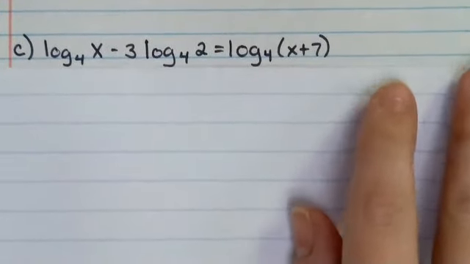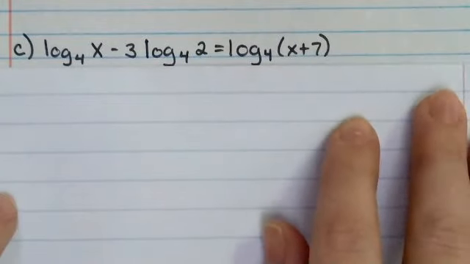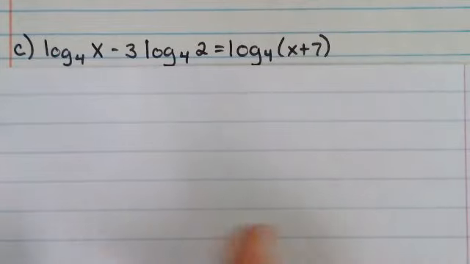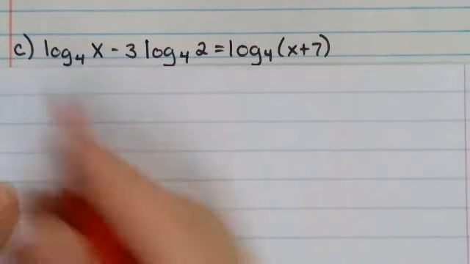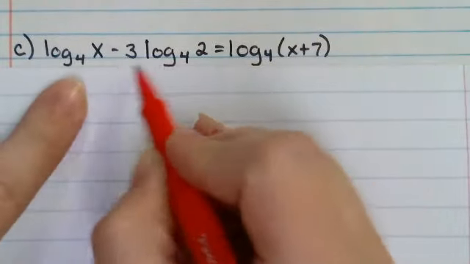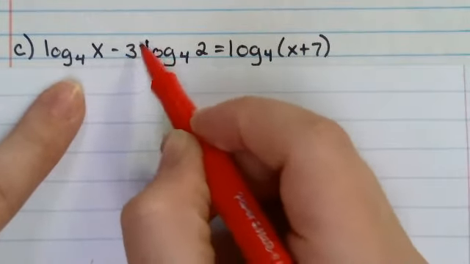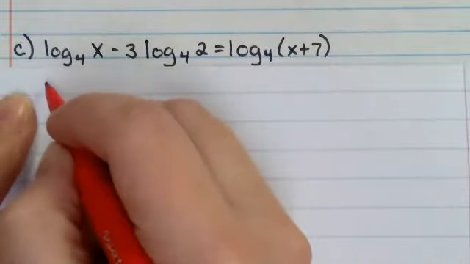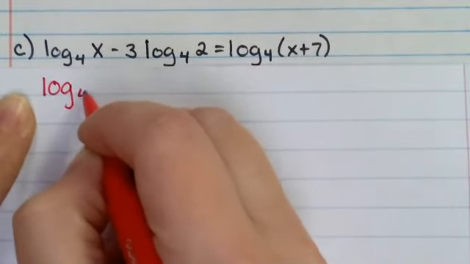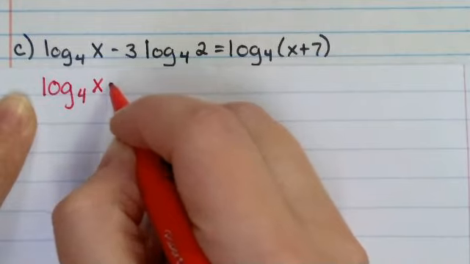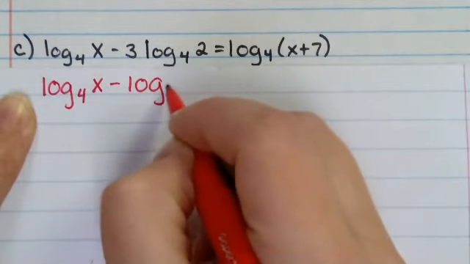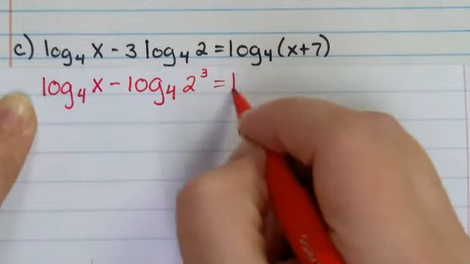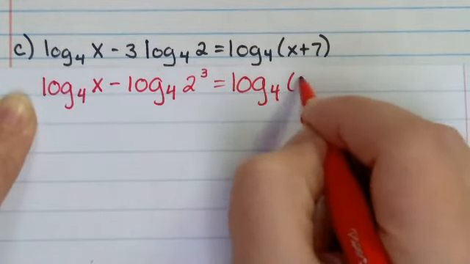And so that has me use a different property to begin with. I'm not going to be using the product property. We'll use the quotient property. All right, another thing is before I use the quotient property, I need to take care of this 3. I need to use that power property and rewrite this as an exponent. So we got a couple things going for us before we can drop the logs. Let's see, this is log base 4 of 2 to the 3rd. And over here, just rewriting.